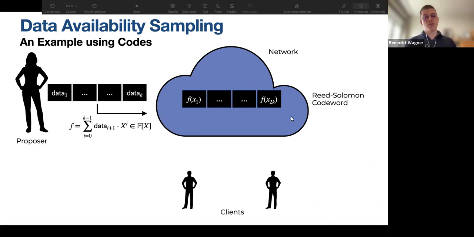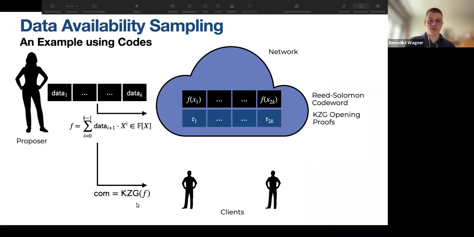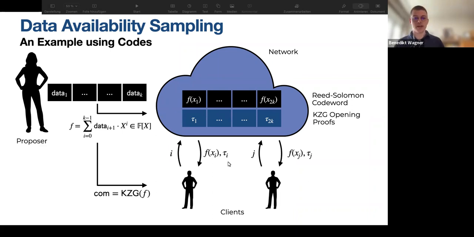Okay, and before we saw we need some form of commitment to make sure the clients get consistent responses. Here we deal with polynomials, so it's a natural idea to use a polynomial commitment scheme, such as the KZG commitment. So the clients will get their KZG commitment, which is just one group element. Along with the Reed-Solomon encoding, Alice stores all the opening proofs of the KZG commitment in the network. When clients query random positions, they get back the evaluation along with the opening proof. And if this all verifies for enough queries, then they are happy. Okay, so that's our second try.